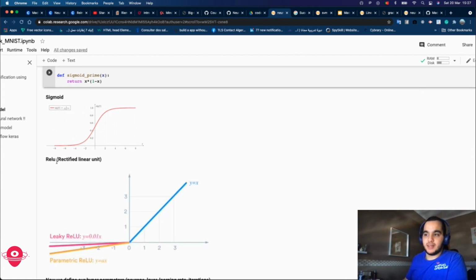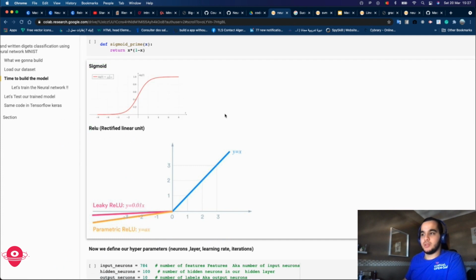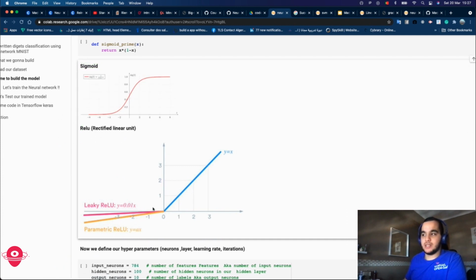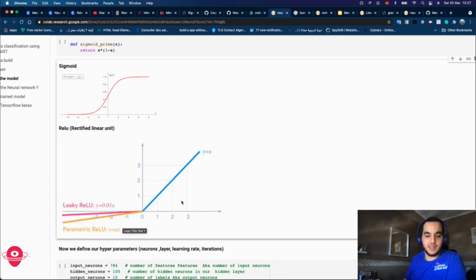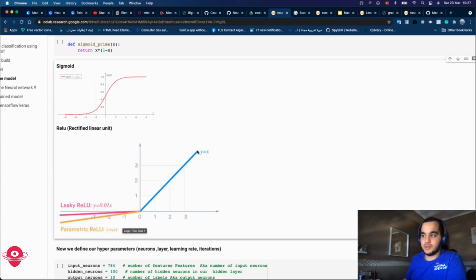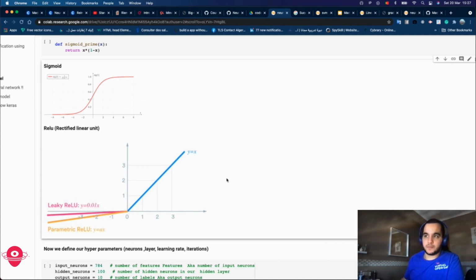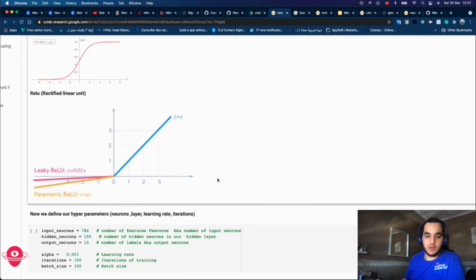That's why people tend now to use the ReLU, which stands for rectified linear unit. You can see that the ReLU's shape doesn't have the gradient vanishing problem. There's no derivative equal to 0 in this basic ReLU plot. And that's the reason why we're using the two.